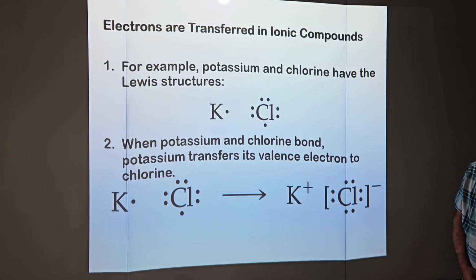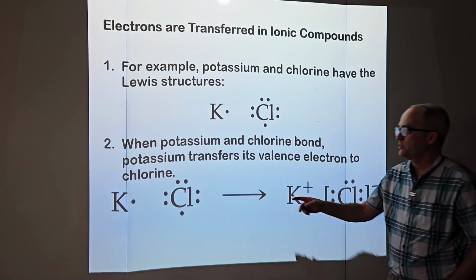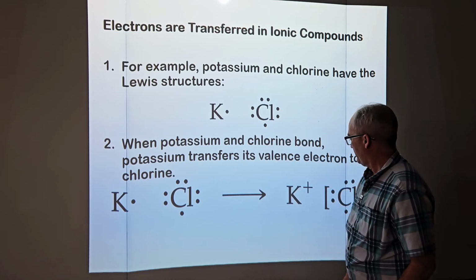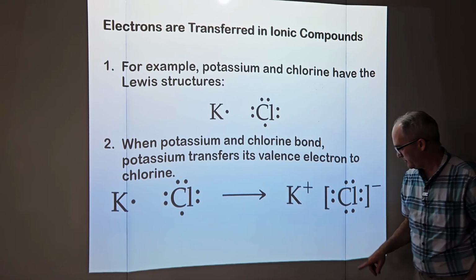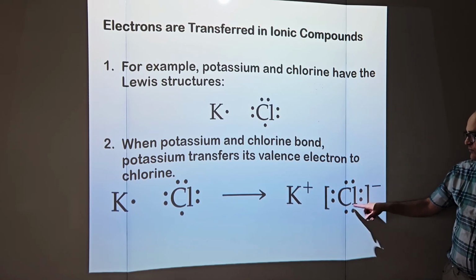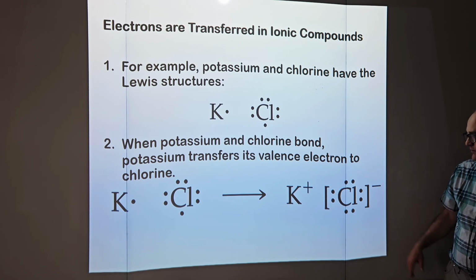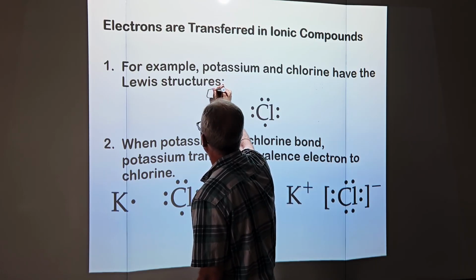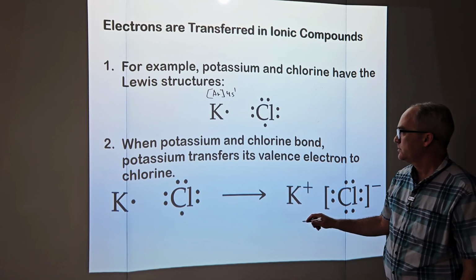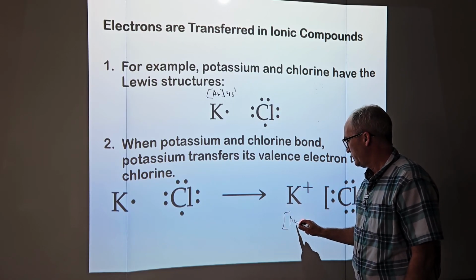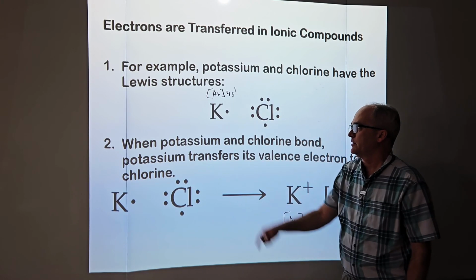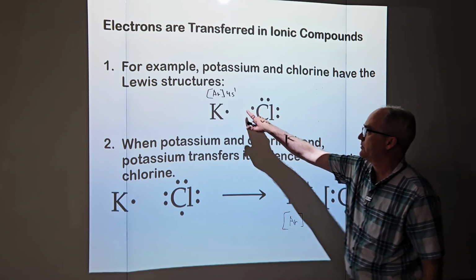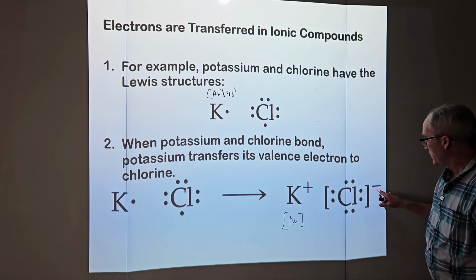Electrons are transferred in ionic compounds. Here's the Lewis structure for potassium. Here's the Lewis structure for chlorine. Potassium really wants to give up an electron, and it can go right there. Here you see a chlorine. It has 2, 4, 6, 8, so it has a full valence shell of electrons. It's happy. Now potassium, if I did the electron configuration, I would probably do something like this. This thing here is isoelectronic with argon. It gave up its valence electron, so it now has a full octet in the layer underneath this one, and hence the positive charge and the negative charge.